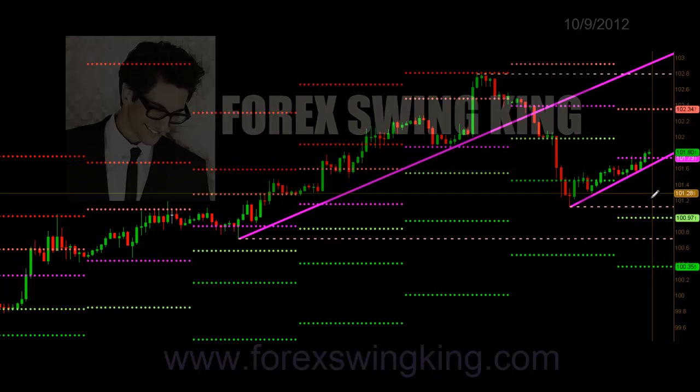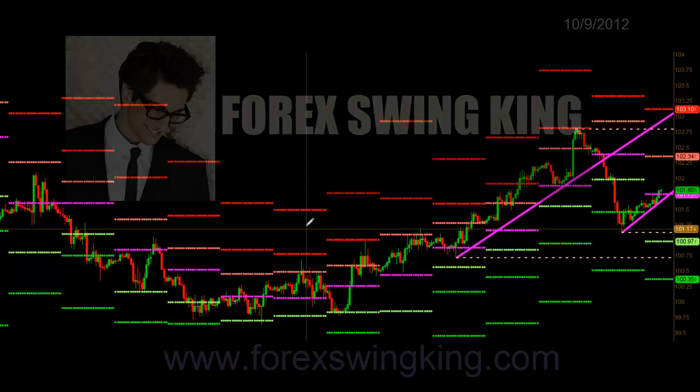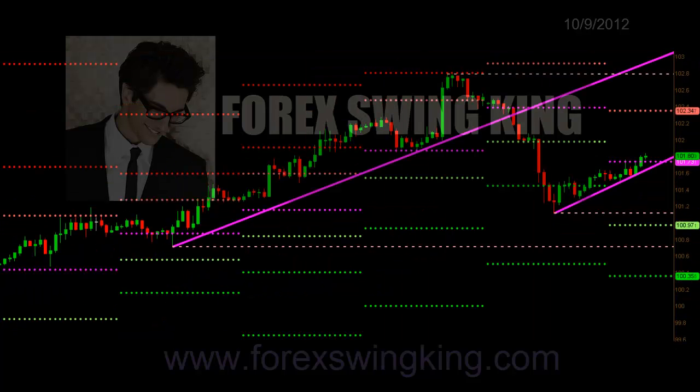And I'm going to ride that down to 101.11, 100.70, take off most of the positions, and let the third run all the way down to 99.62 and just see how that's going to react to that low.